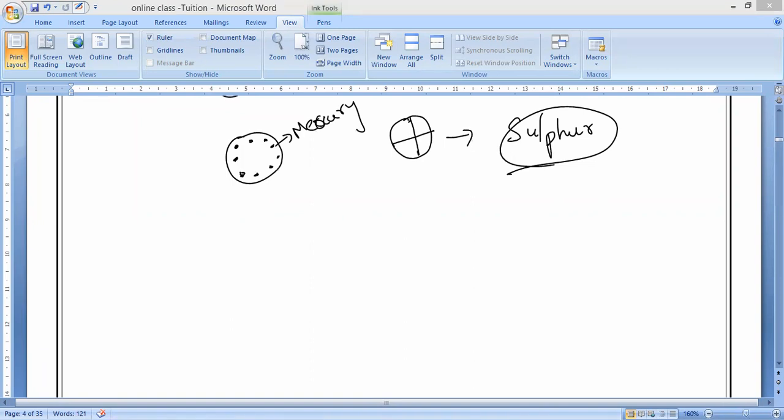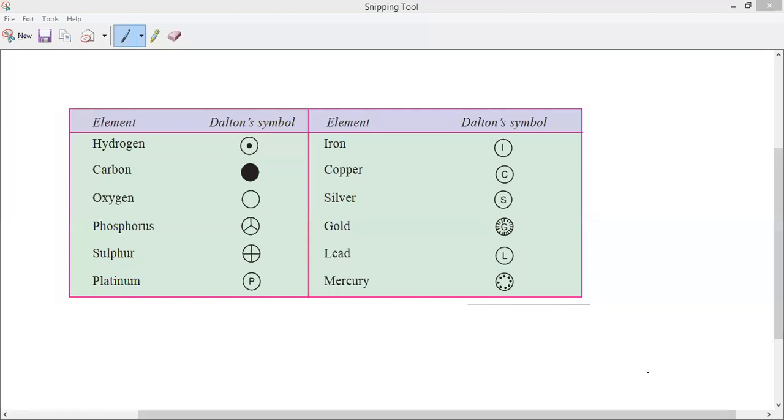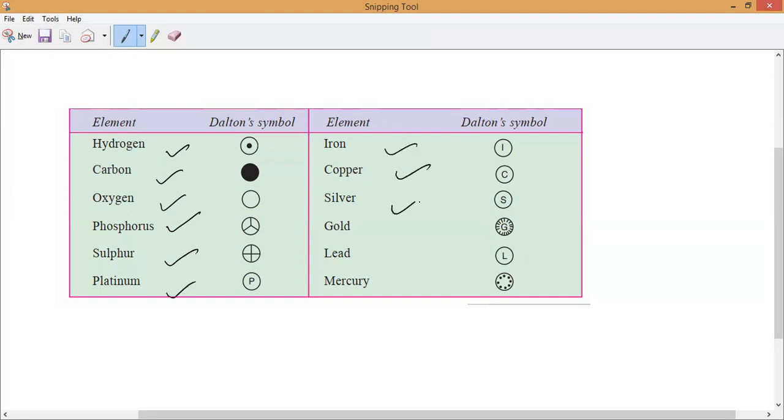So hydrogen means what? One circle with one small circle in the middle. Carbon means completely darkened. In the same way you can notice it. Sulfur means a circle with a cross inside. Iodine means a circle with an I inside. So many symbols have been given here. You can check it. Hydrogen, carbon, main elements you should learn. Phosphorus, sulfur, platinum, iron, copper, silver, gold, lead, and mercury. For MCQs, they may ask the question, what is the symbol of mercury among the options given below? So by that time you should know it.